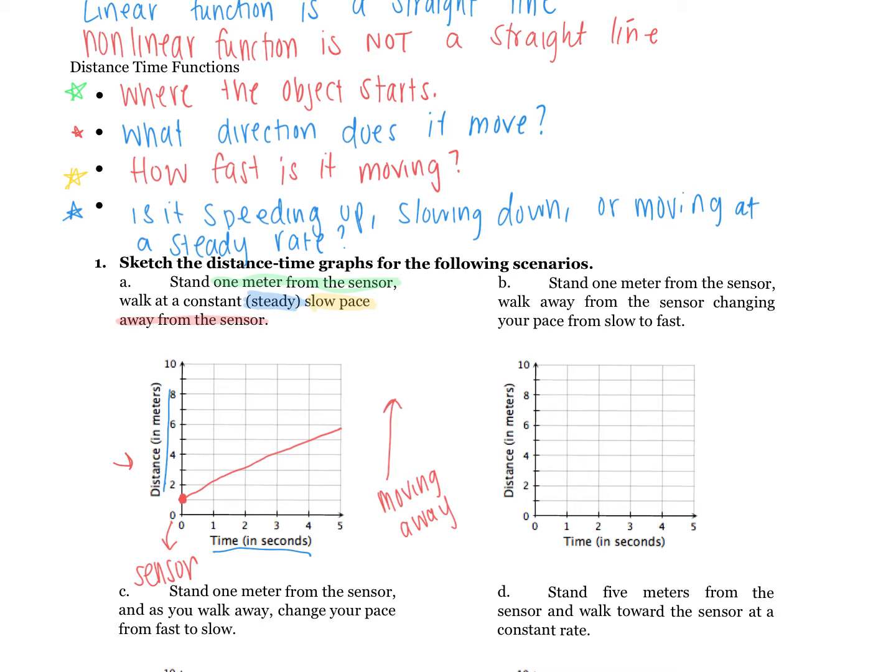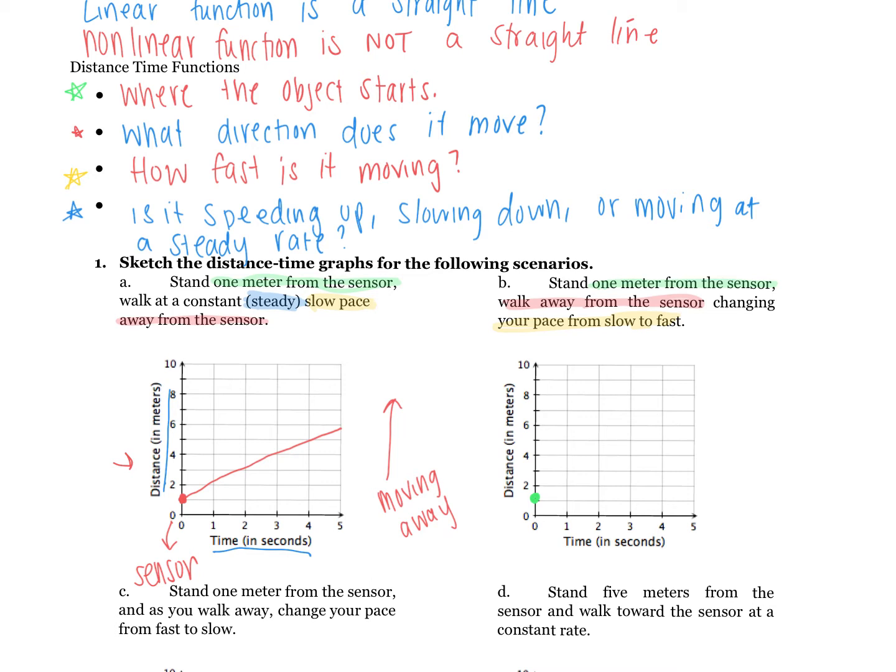So we are standing 1 meter away from the sensor. That's important. So I'm going to highlight it. 1 meter away from the sensor. That starts with my first question. So I can go ahead and put a dot at 1 meter away from the sensor. Okay. Now I am walking away from the sensor. So I'm going to highlight that. Okay. And my other piece of information is I am changing my pace from slow to fast, okay?